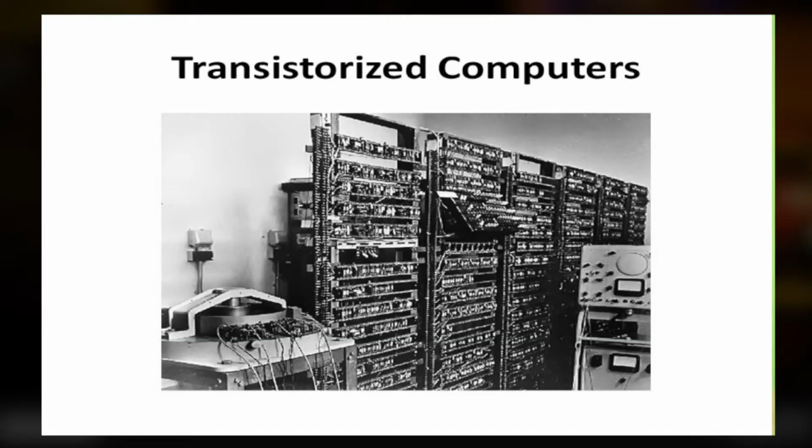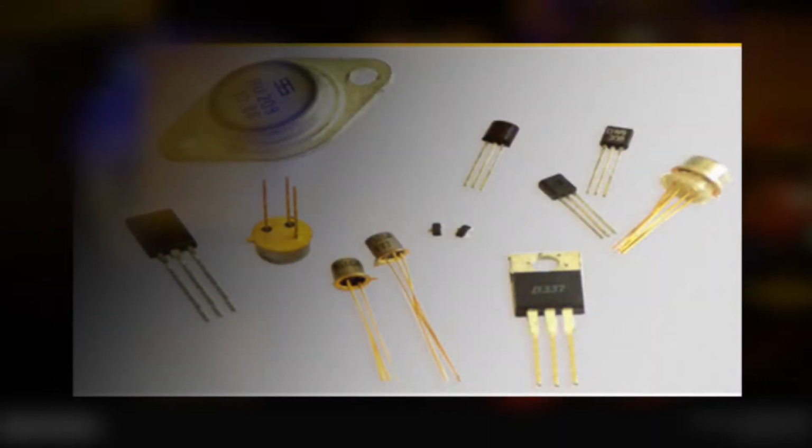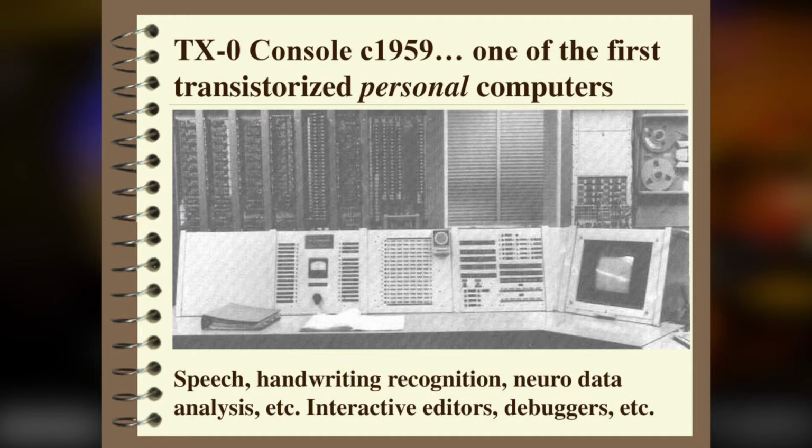This was the generation of transistorized computers. Vacuum tubes were being replaced by transistors. As a result, the size of the machines started shrinking. The computers were smaller, faster, more reliable and more energy efficient. The first transistorized computer was TX-0.